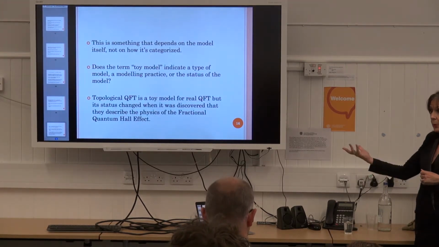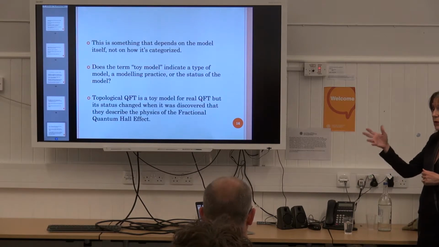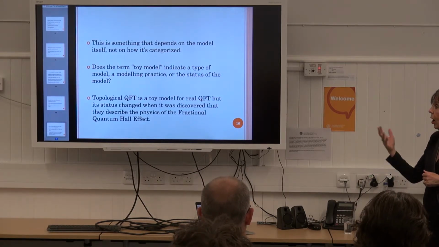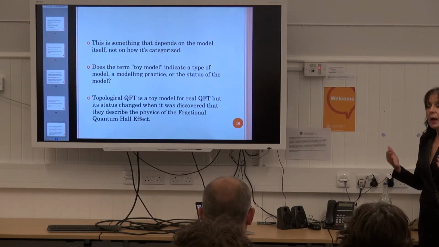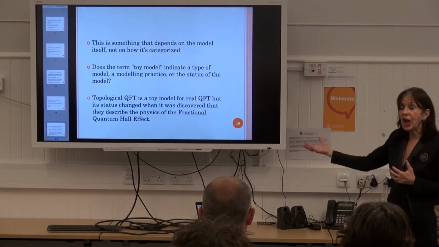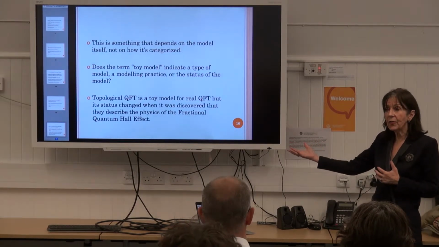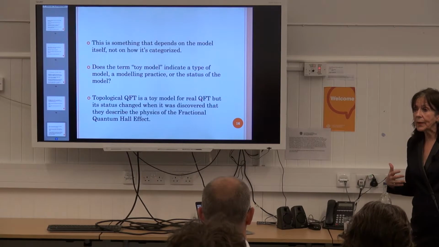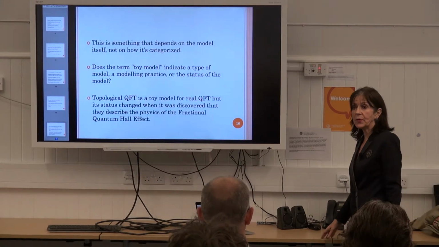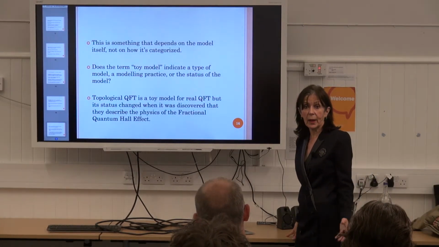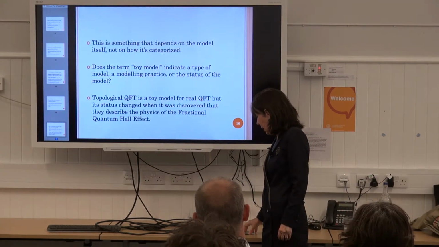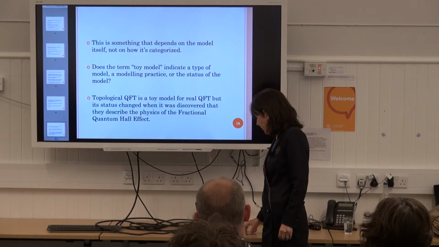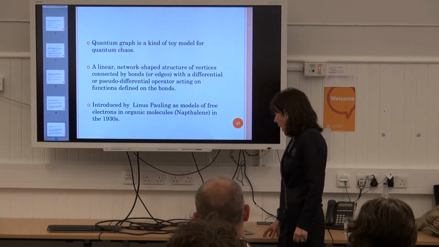So when the people who discovered the fractional quantum Hall effect won the Nobel Prize, all of a sudden topological quantum field theory became much more than a toy model. It had nothing to do with changes in the model itself, but rather with the context and the way people viewed the model vis-a-vis the way it helped people understand that particular weird effect about the fractional quantum Hall effect.